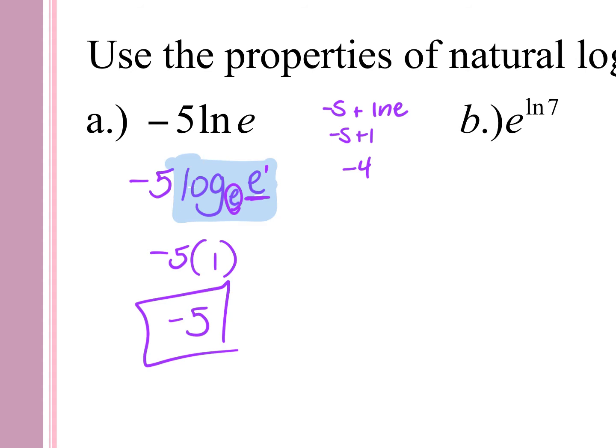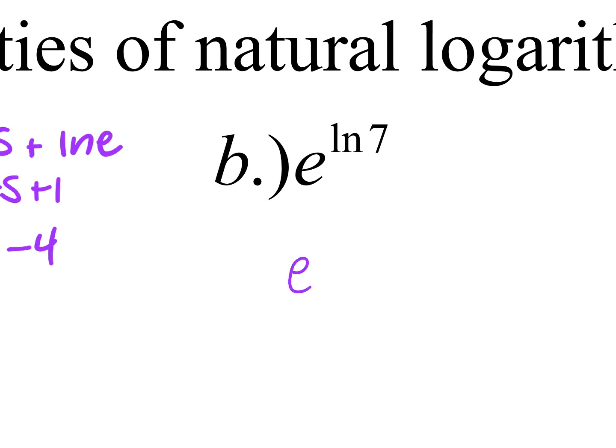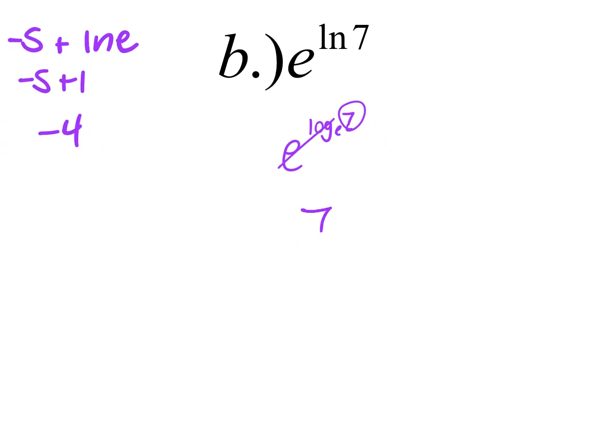All right, B is the reverse, right? The base is e. You can rewrite that. This would be e to the log base e of 7. And when the base of the exponential and the log are the same, we, again, cancel it out and we keep what's next to it. So this is just 7.